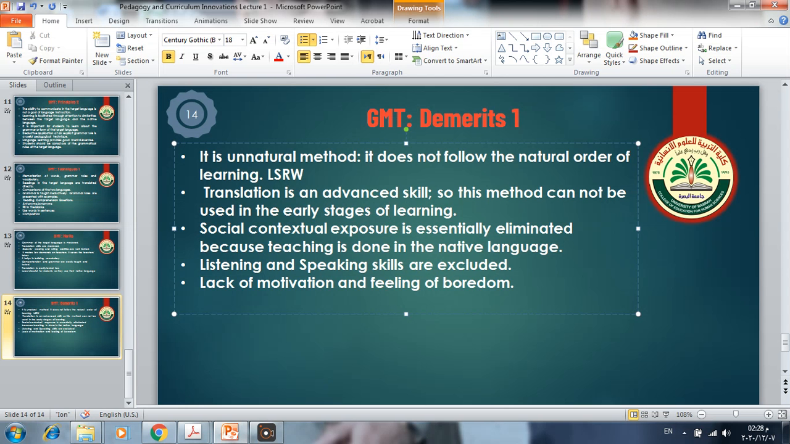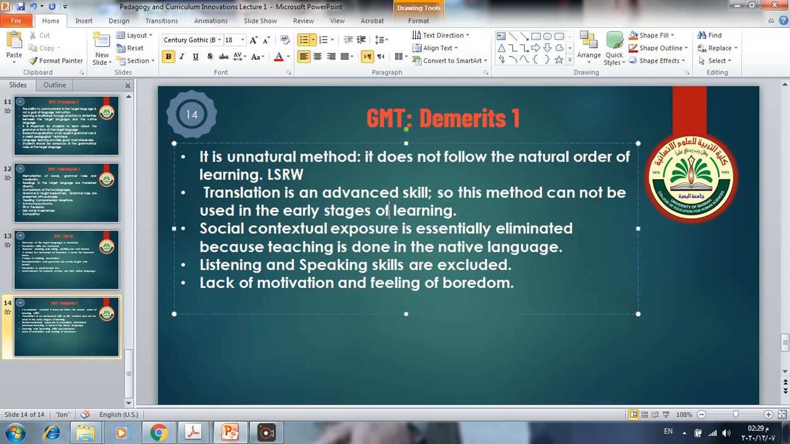Social contextual exposure is essentially eliminated because teaching is done in the native language. So there is no exposure at all. The social exposure is totally eliminated in this method because it concentrates on reading and writing while speaking and listening are neglected. The listening and speaking skills are excluded, are neglected.